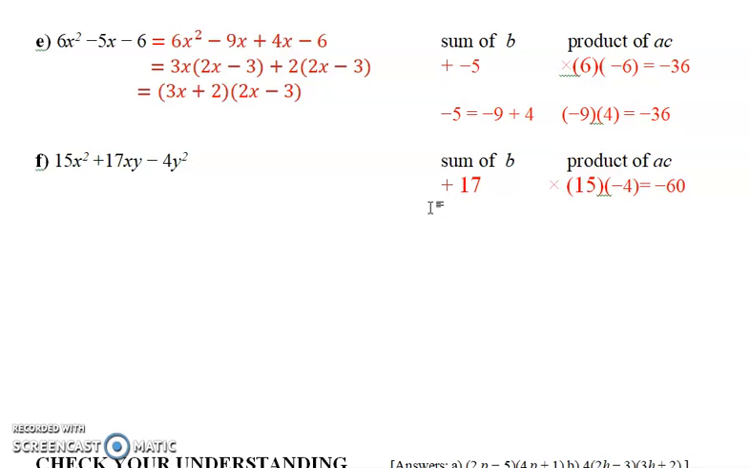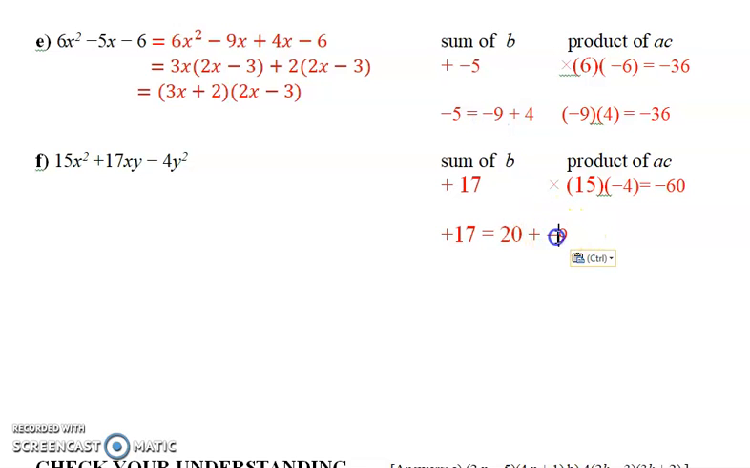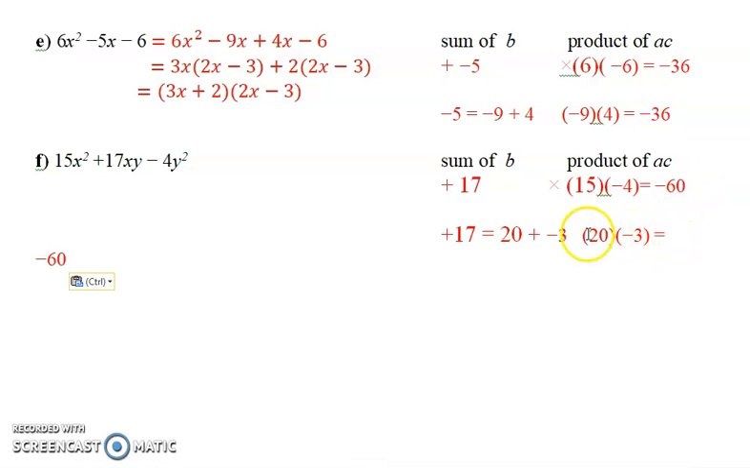So if we try 60 and -1, that would give us obviously 59, right? If we had 30 and -2, that would give us 28. No good. But when we get to 20 and -3, that's going to work because 20 multiplied by negative 3 gives us negative 60, and 20 plus negative 3 gives us 17. So we got it. Simple as that. So you just got to look at your factors, right? So 17 is equal to 20 plus negative 3, and 20 multiplied by negative 3 is equal to negative 60. Simple as that.